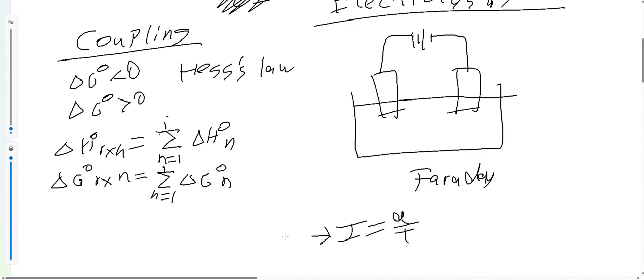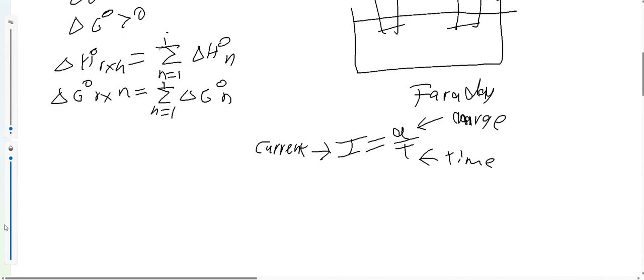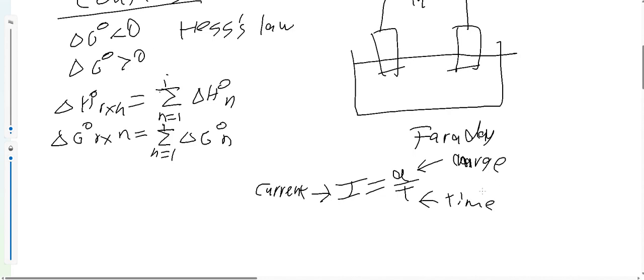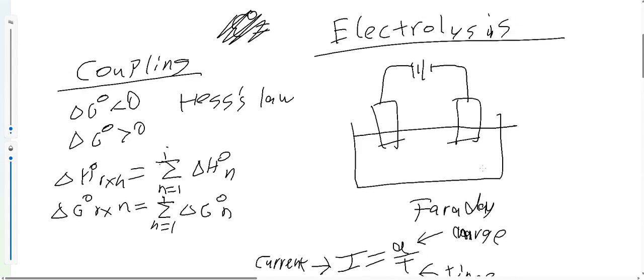I, in this case, is current. Q is charge. And T is time. So basically what this says is that the current is equal to the charge over time, which is the exact definition used in physics. So now, let's go ahead and do something with it.